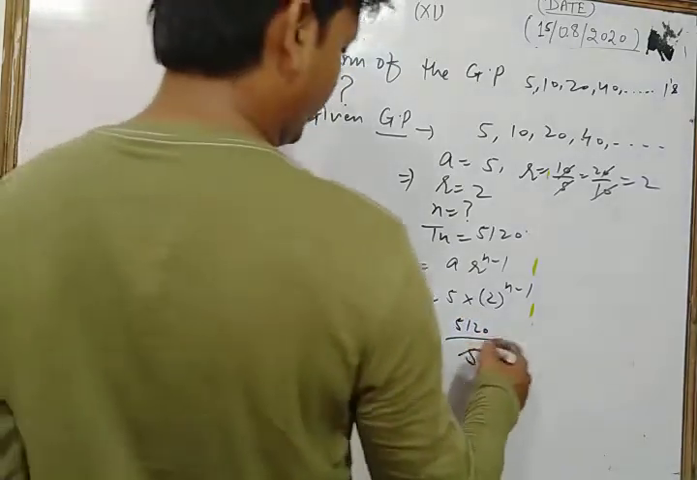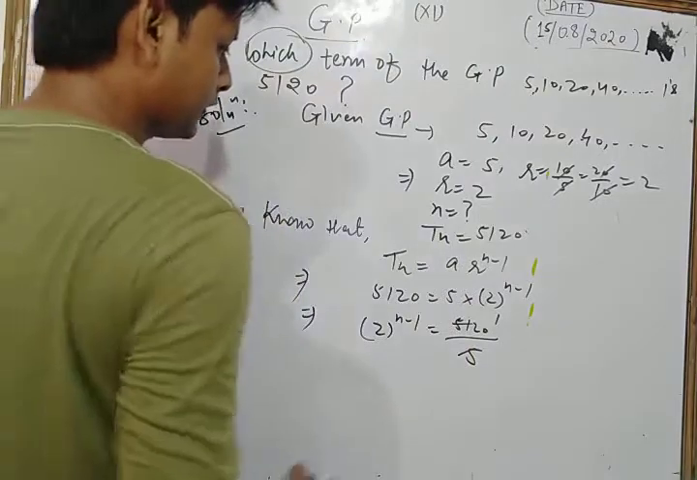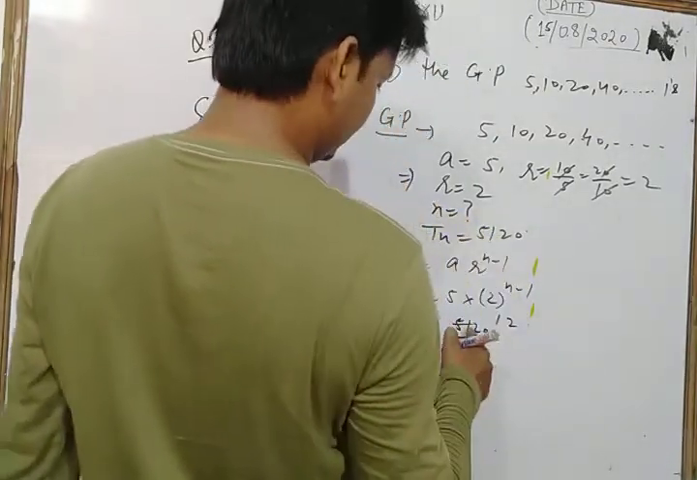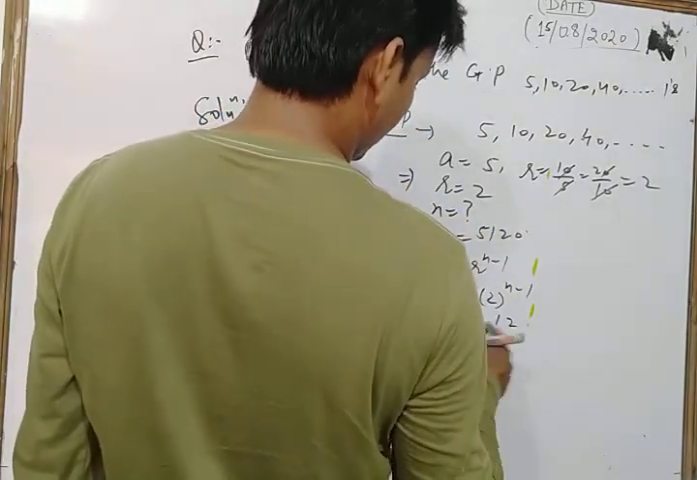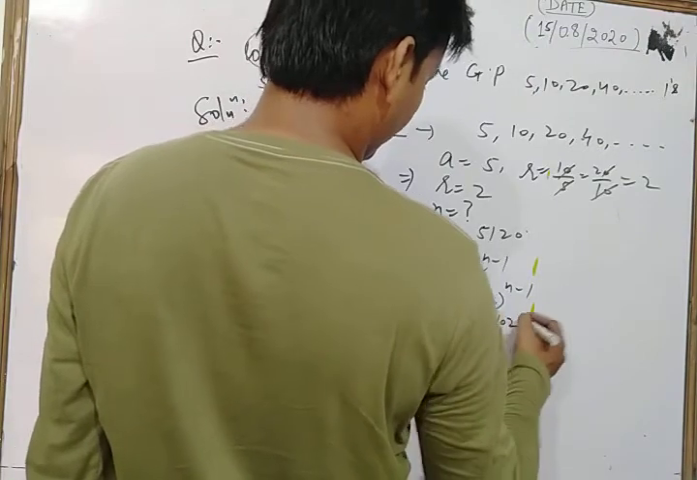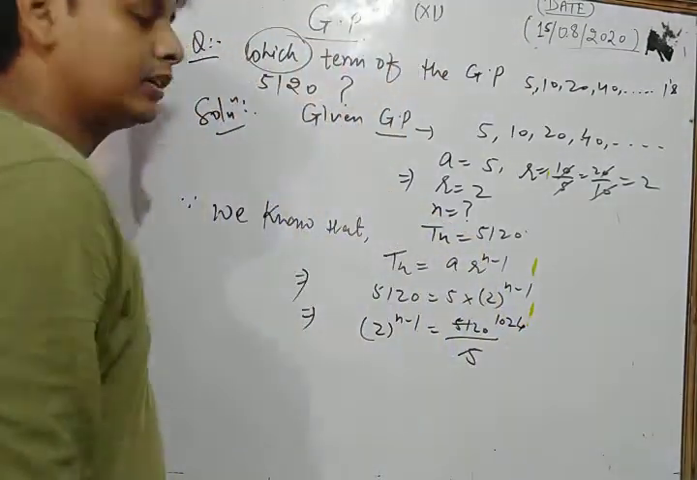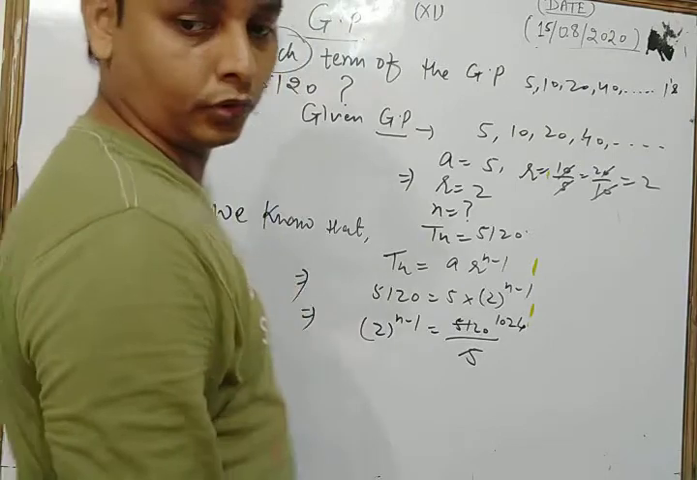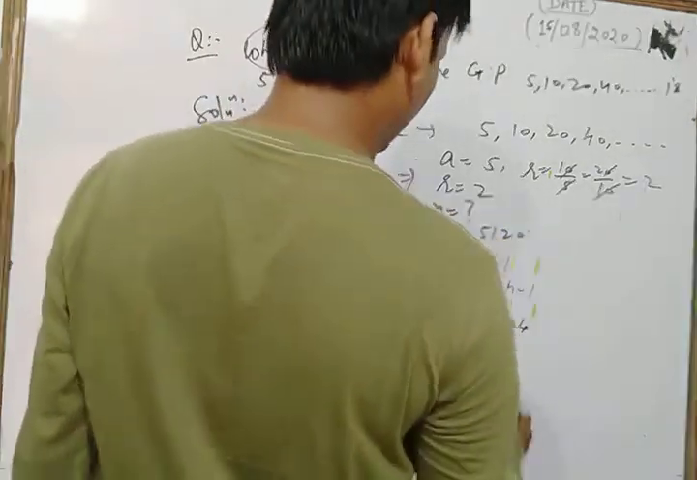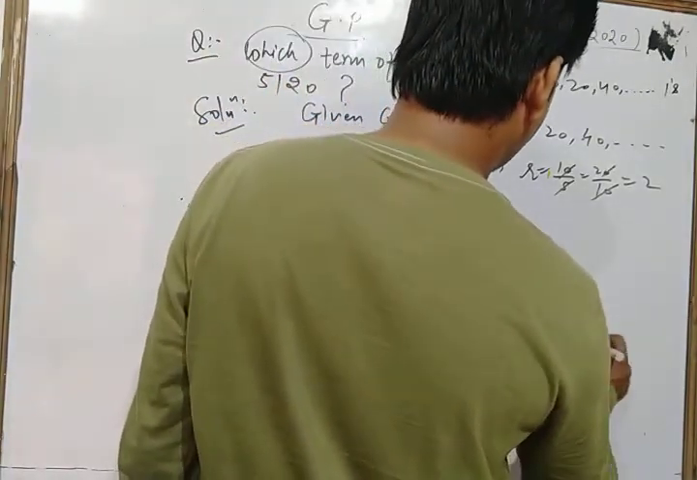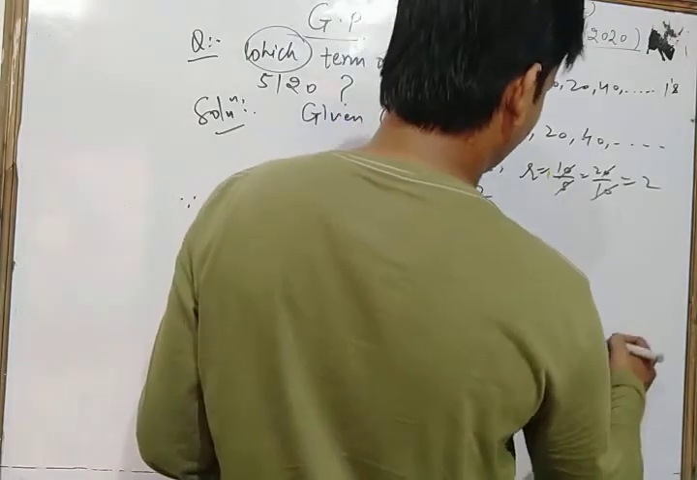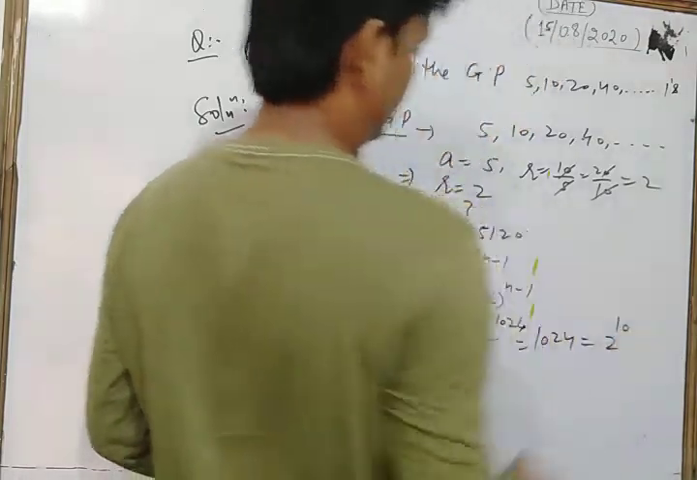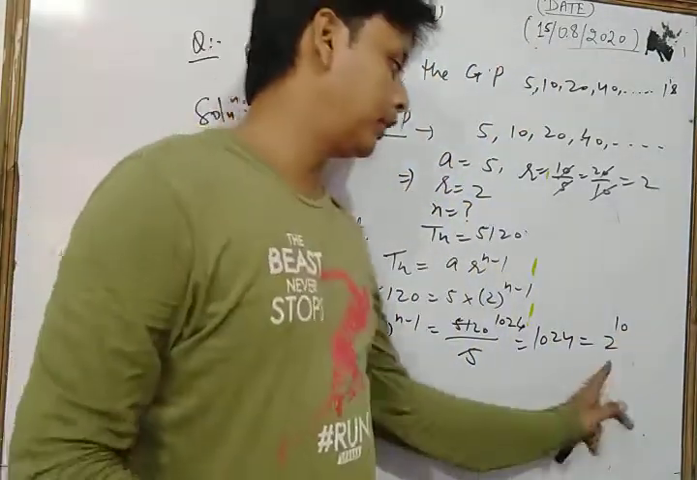Now 5 1 is 5, 5 2 is 10, 0, 5 4 is 20, so we get 1024. We write 1024 as 2 to the power 10.